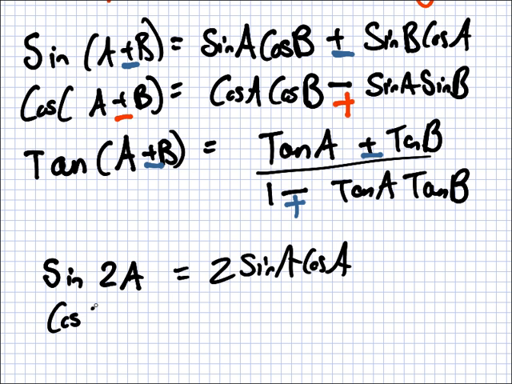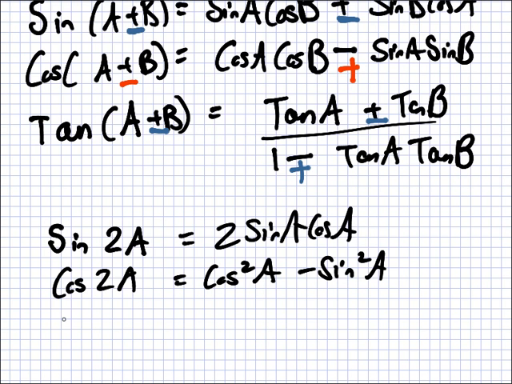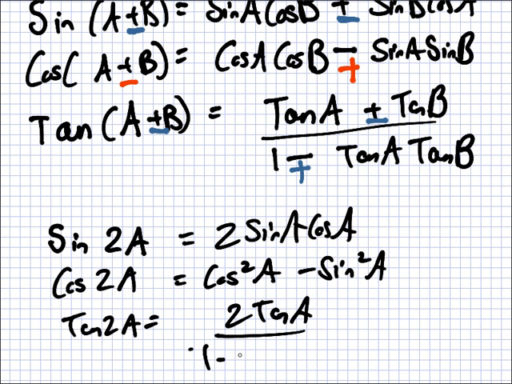Likewise, you can get a formula for cos 2a by thinking of cos 2a as cos a plus a. So that would be cos a cos a minus sine a sine a. So that would be cos squared a minus sine squared a. And finally, we have tan 2a equals tan a plus a, which is tan a plus tan a, so that's obviously 2 tan a, over 1 minus tan a tan a. So that's 1 minus tan squared a.